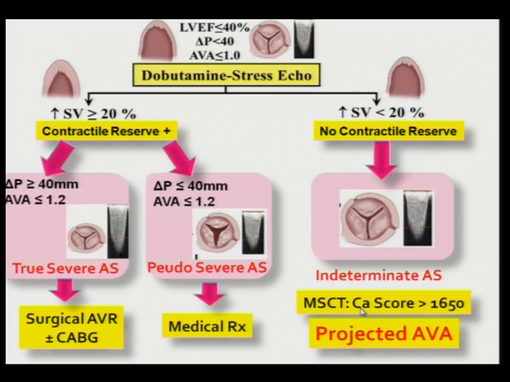We find that these people, we will try to look at the calcium score, and if there is a significant calcification, then there is a strong possibility that these are the people who will benefit from surgical replacement.